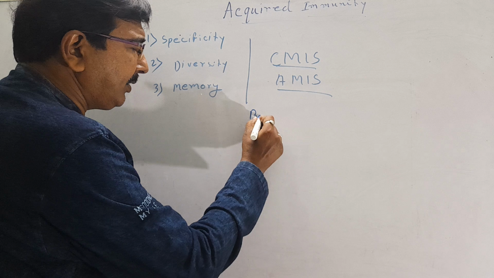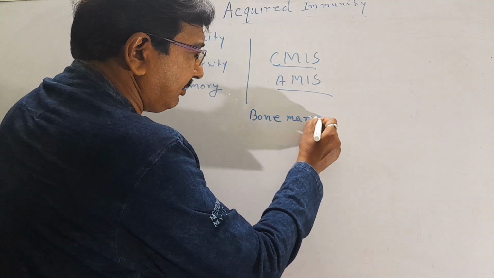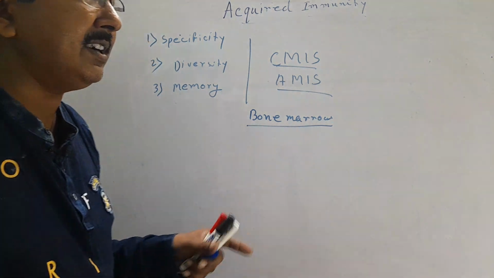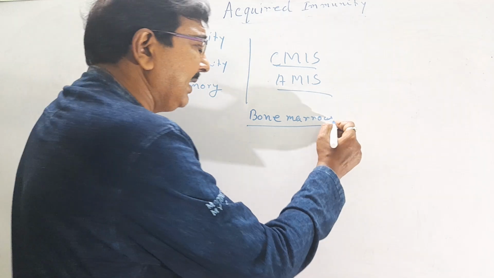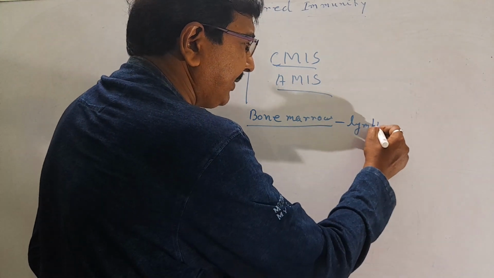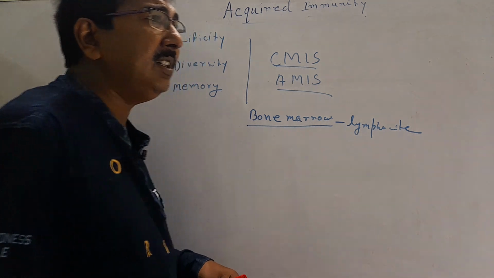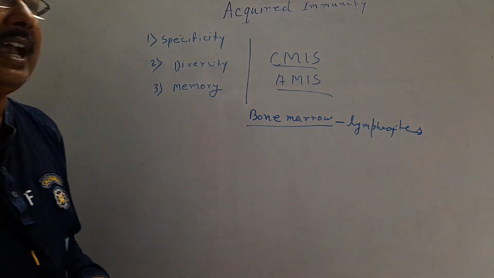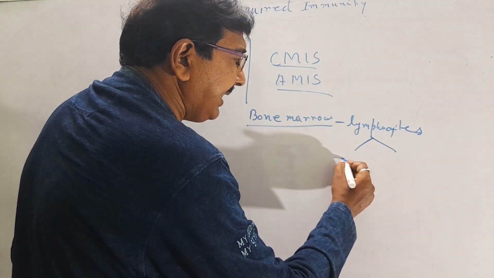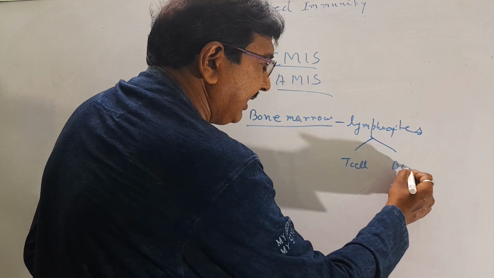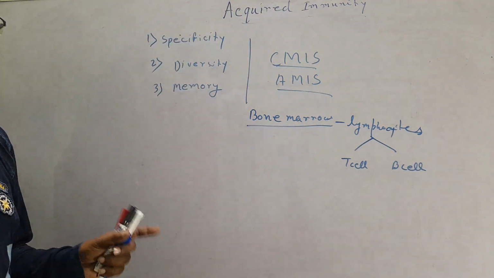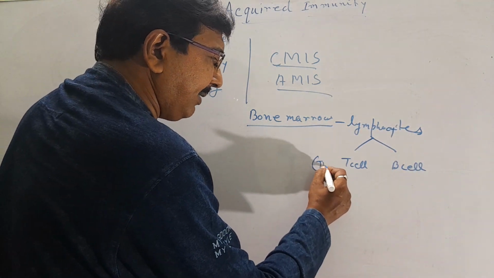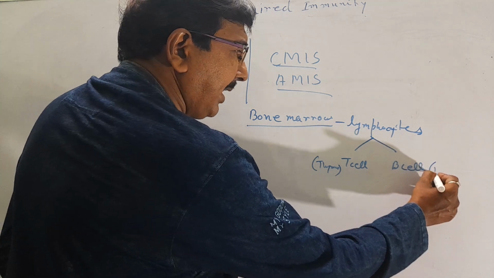Bone marrow, we know, is the site in adults where blood production occurs, that is, where lymphocytes are produced. Two types of lymphocytes are produced, T cells and B cells, in the bone marrow. T cells are stored in the thymus and B cells in the bone marrow.